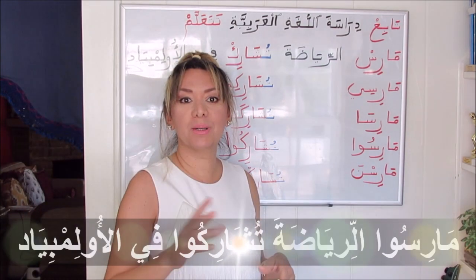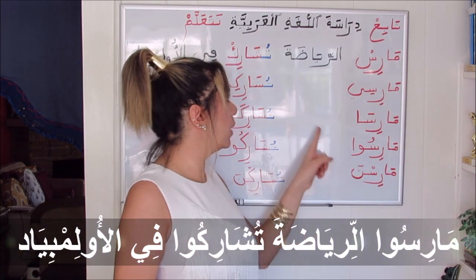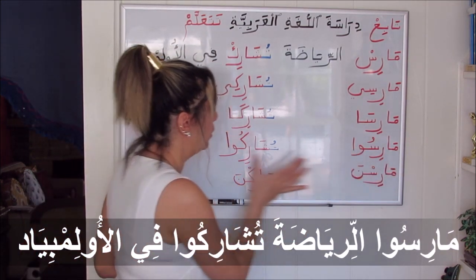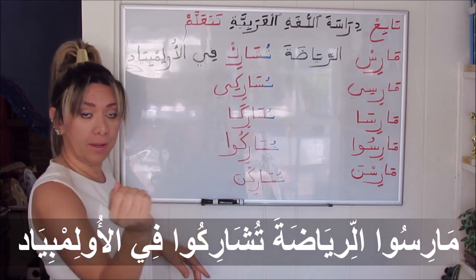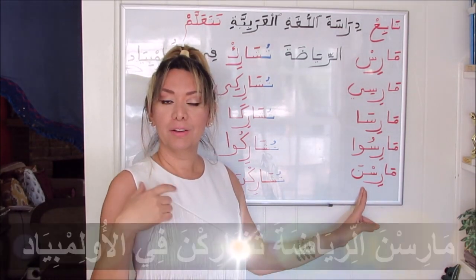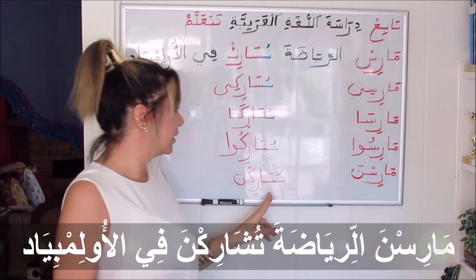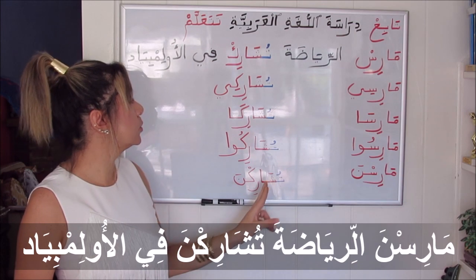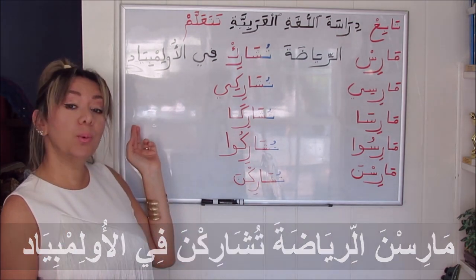مارسوا, second person plural. مارسوا الرياضة. تشاركوا, same form without prefix. And مارسن, second person feminine plural. تشاركن. مارسن الرياضة. تشاركن في الأولمبياد.